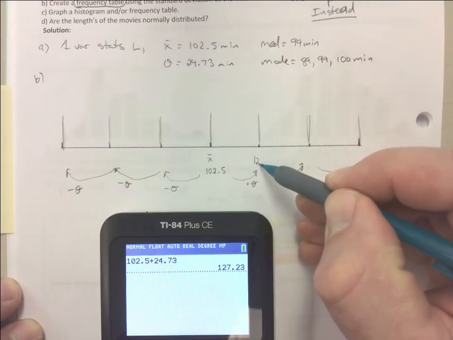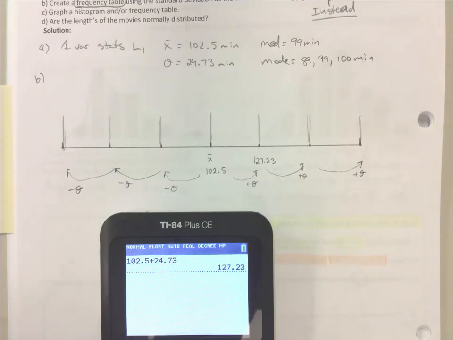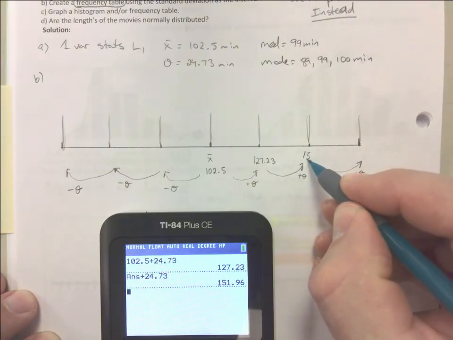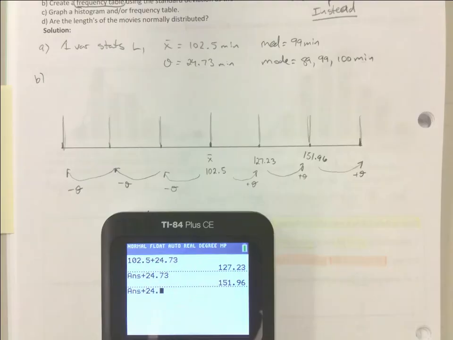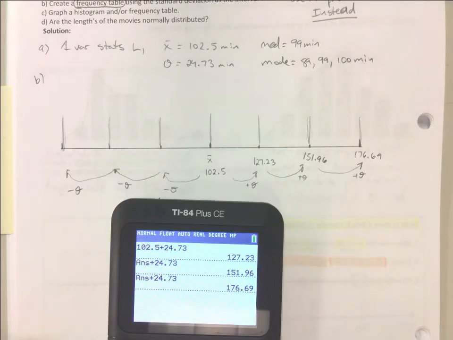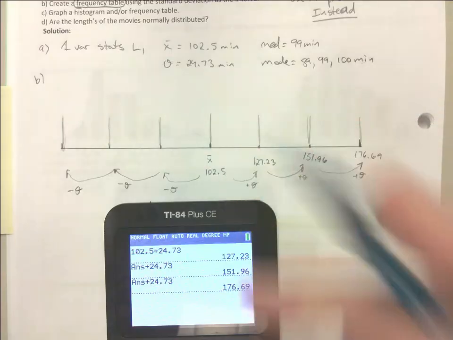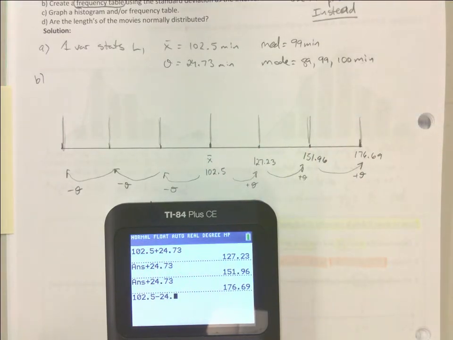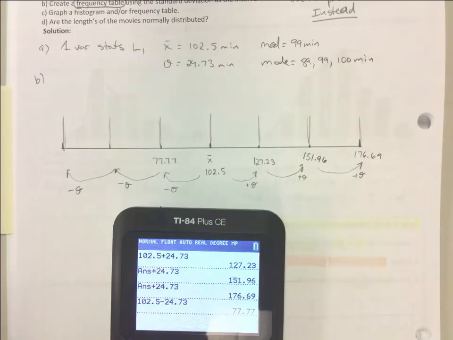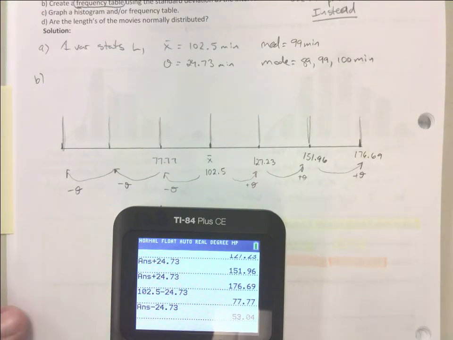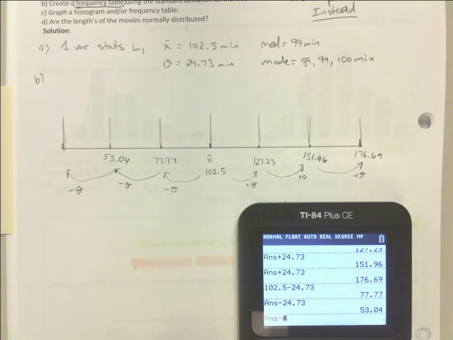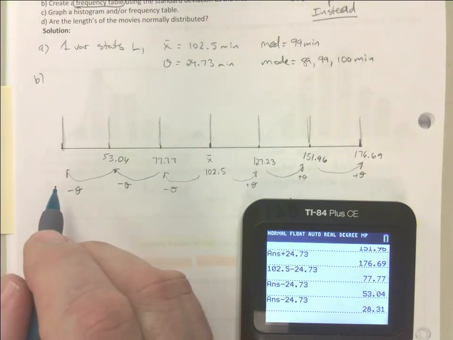That makes this 127.23. You keep adding another standard deviation. 151.96 and another one. 176.69. And you do the same thing going this way. 102.5 minus 24.73. That's 77.77. The next one is 53.04. And it's 28.31.